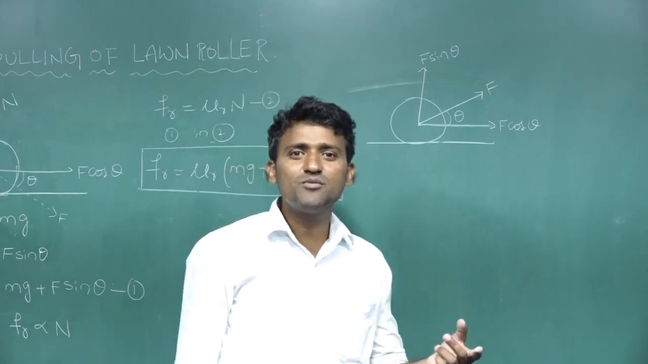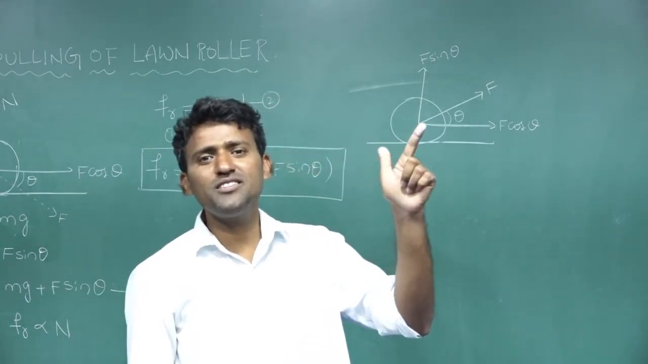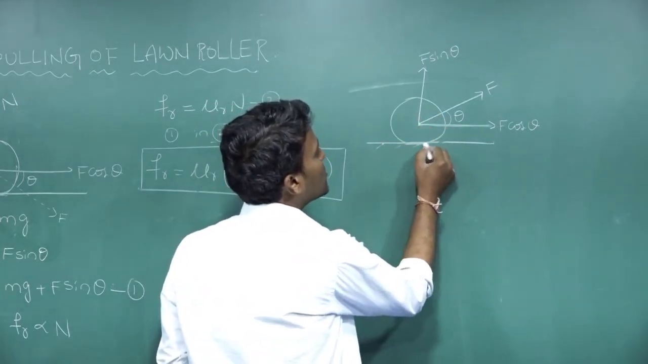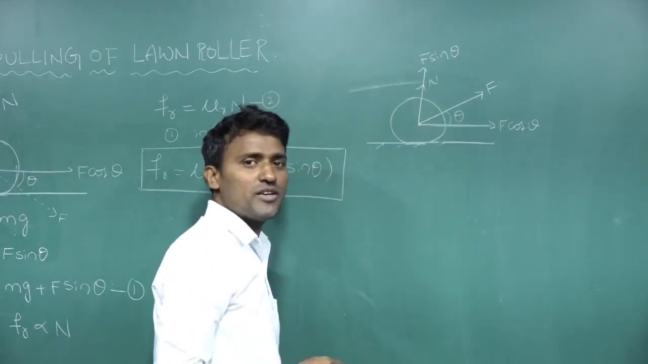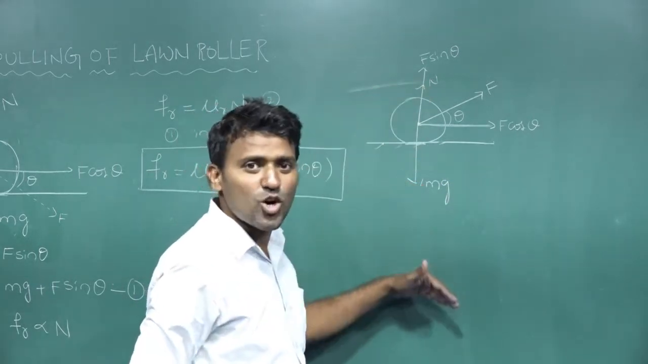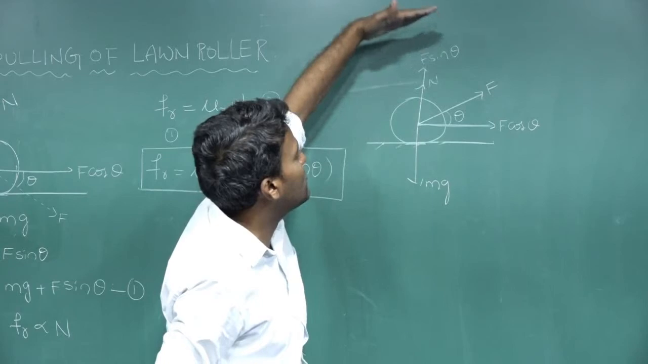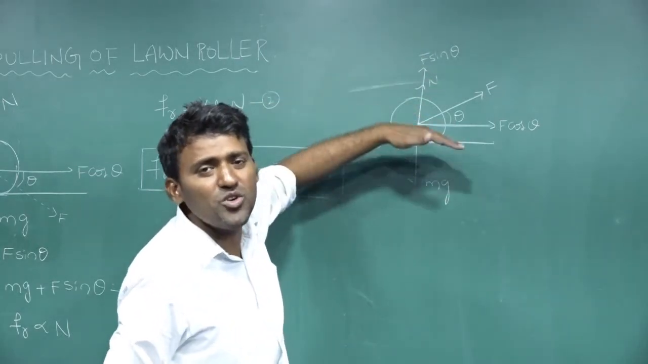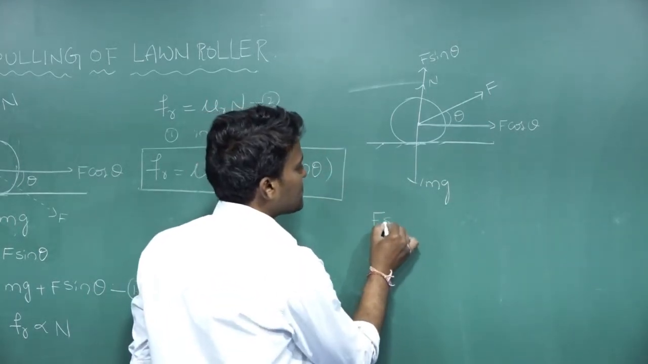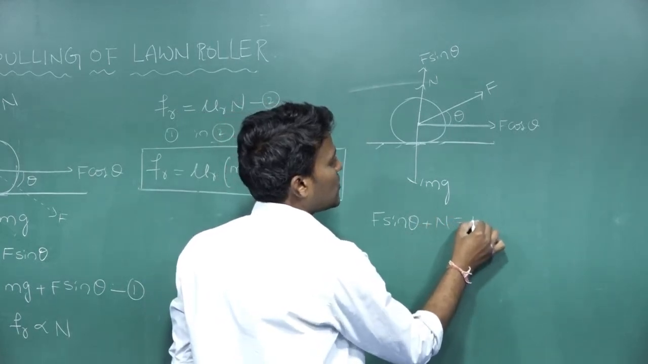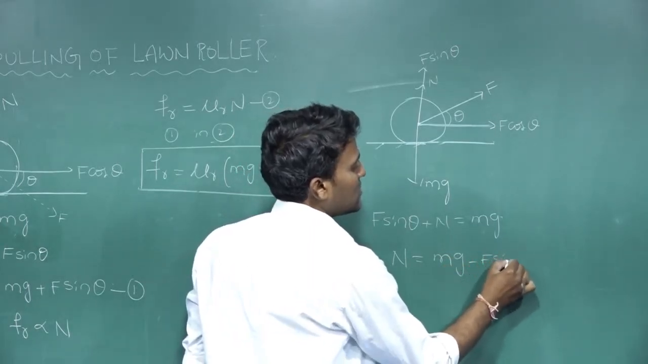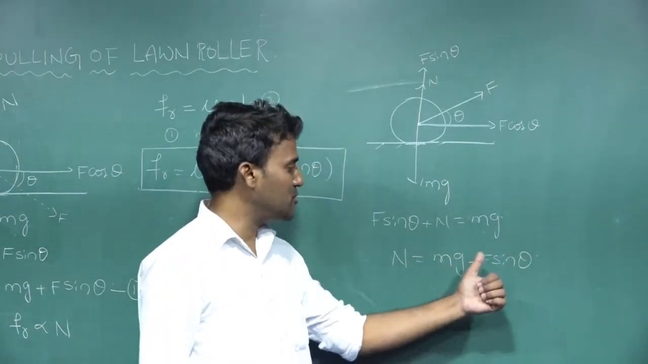And we have to discuss two more forces. One is the normal force, one is the weight of the object. The normal force acting on the body due to the ground is upward. The weight of the land roller is always downward. Now the body is not going up and down, so upward forces equal downward forces. F sin theta plus N is equal to mg. So N is equal to mg minus F sin theta.